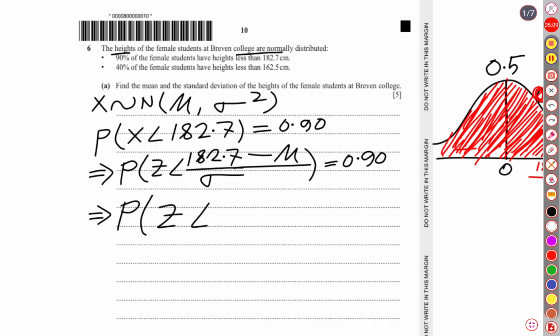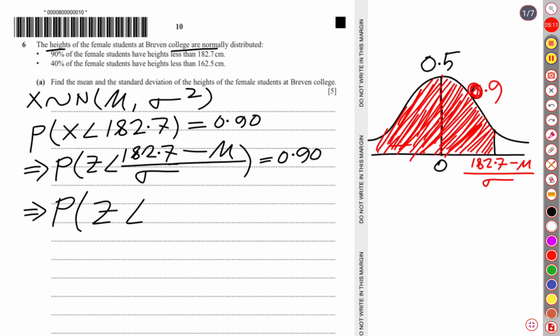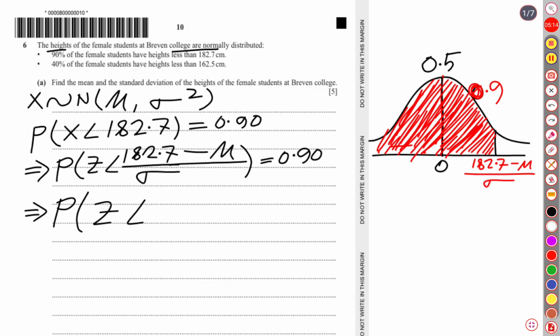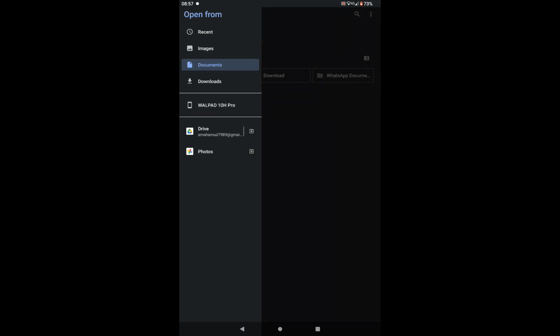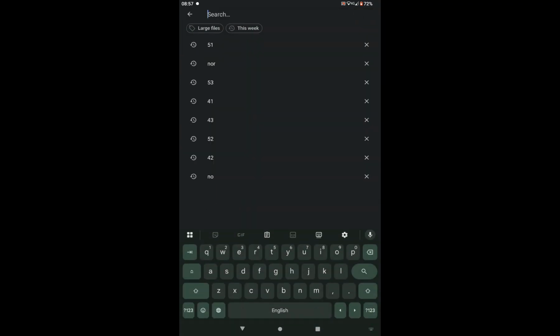Well, now for this probability we will have to find out the corresponding z score. For this we will have to use our normal distribution function table. Let's move on to that one. Let us take the image of the normal distribution function on a different page over here.